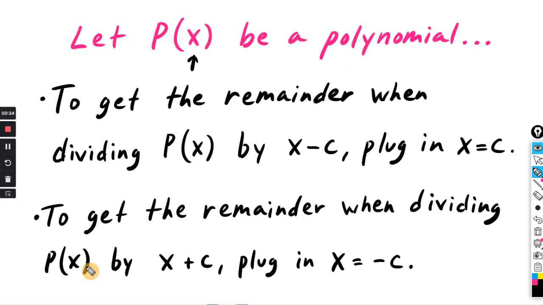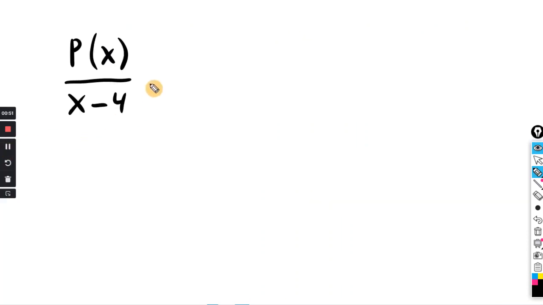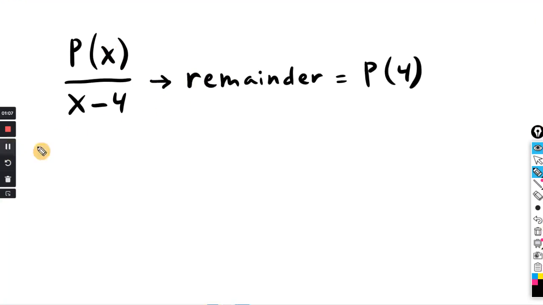Okay, and to get the remainder when dividing P of x by x plus c, you're going to plug in x equals negative c. In other words, you're just changing the sign on this and plugging it into P of x. So just as a quick example, if you take the polynomial P of x and you divide by x minus 4, you're going to plug in positive 4 in place of x. So the remainder is going to equal P of 4, whatever you get when you plug in positive 4 in place of x. Notice this is x minus 4, but we're plugging in positive 4.